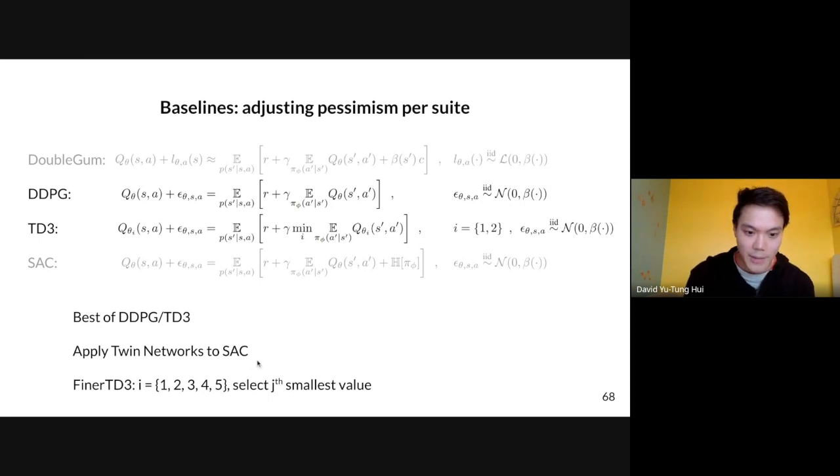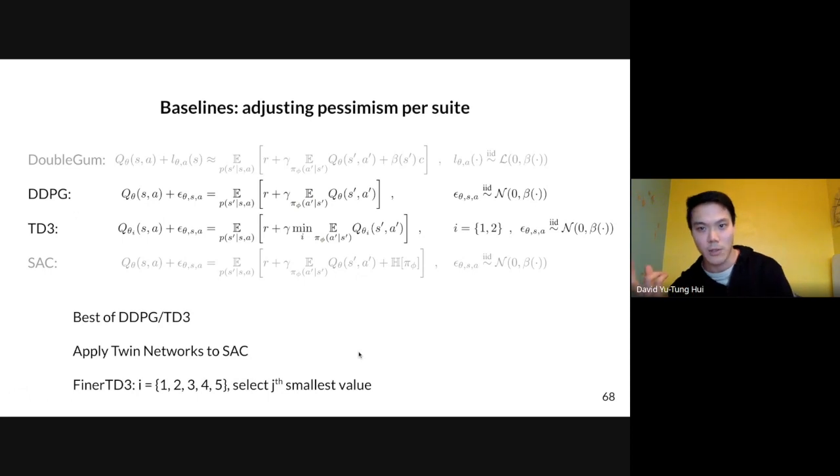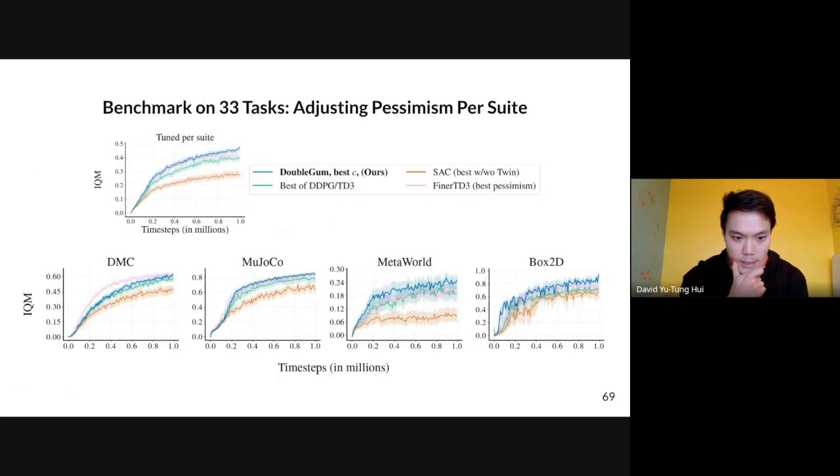And then I also had another baseline, which is called finer TD3, where instead of having just 2 networks and taking the minimum of them, you have 5 networks, and then you take the jth smallest value. Instead of just taking the smallest out of 2, you have the jth out of 5, and this enables a more fine-grained control of pessimism rather than just the minimum of 2. And again, what we show is that in aggregate, our algorithm DoubleGum has more efficient learning performance compared to the 3 baselines.